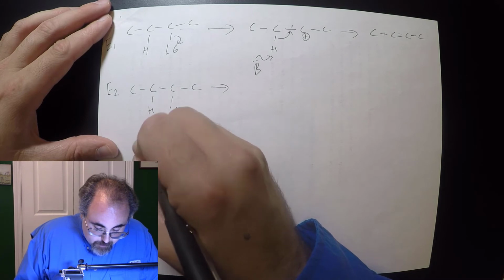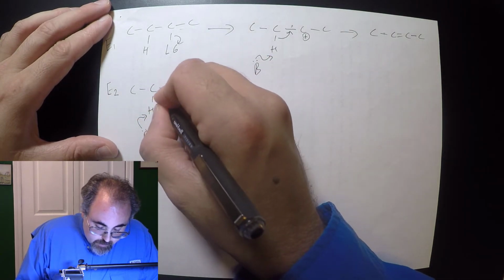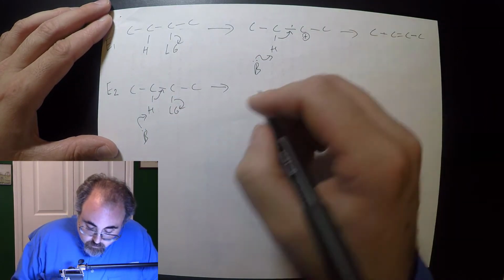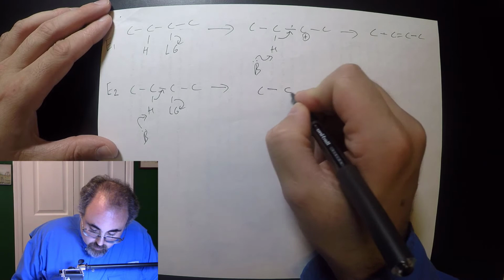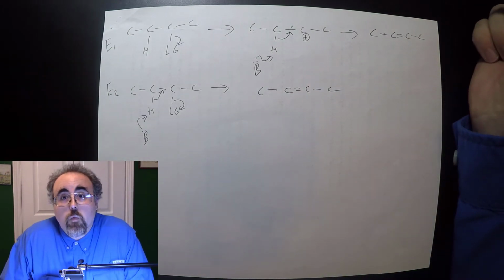So in this step, we have a base. The base attacks the hydrogen. The hydrogen's electrons go to the middle, and the leaving group's electrons leave. And we get our alkene in one step.